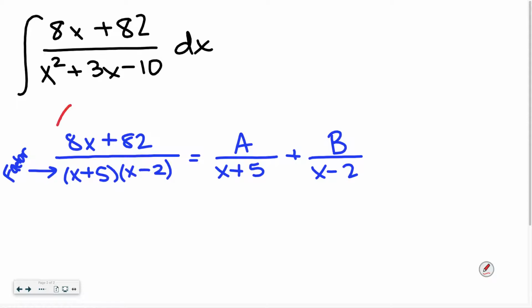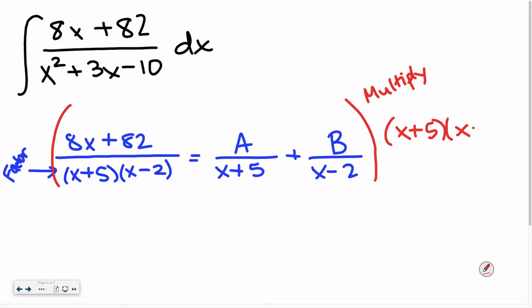We are then going to multiply. Whatever your denominator factored to, that is exactly what you are going to multiply by. The whole purpose of this is so that we no longer have fractions. So we're going to take our least common denominator and multiply by it. What happens when we multiply it over here? We get 8x plus 82.